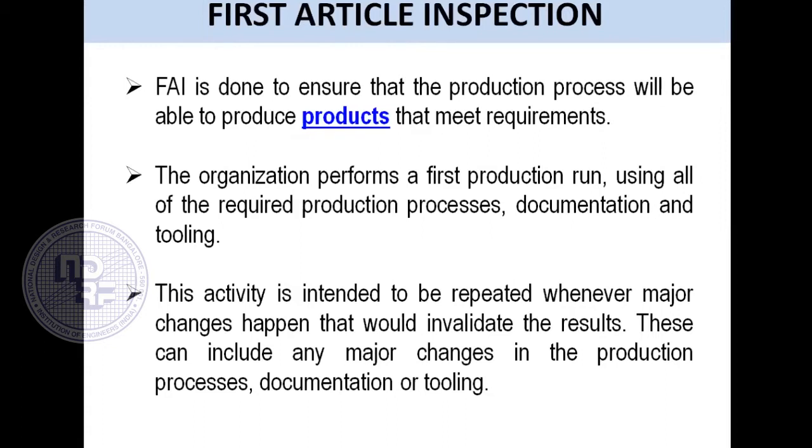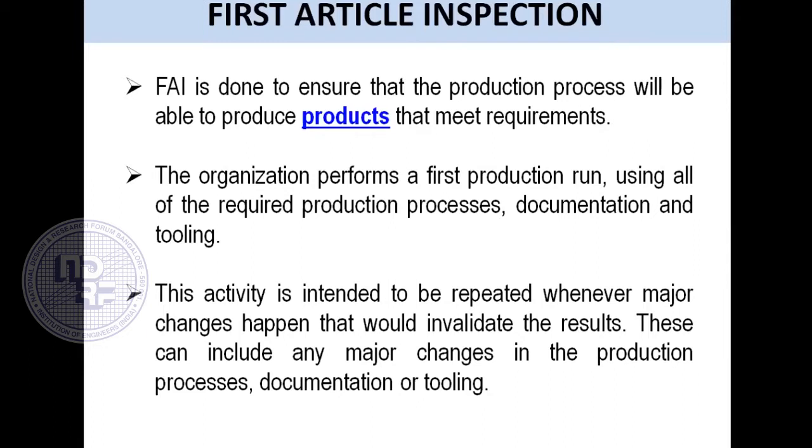So there is no second chance in an aircraft if one of the parts fails. So it's very important that any part in the aircraft should work the same way every time, and there is no question of any failure. So with that in mind, the first article inspection concept was made.